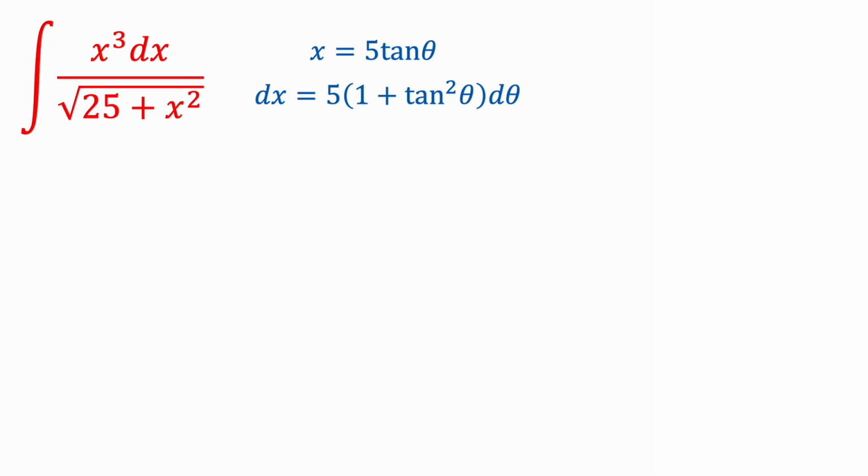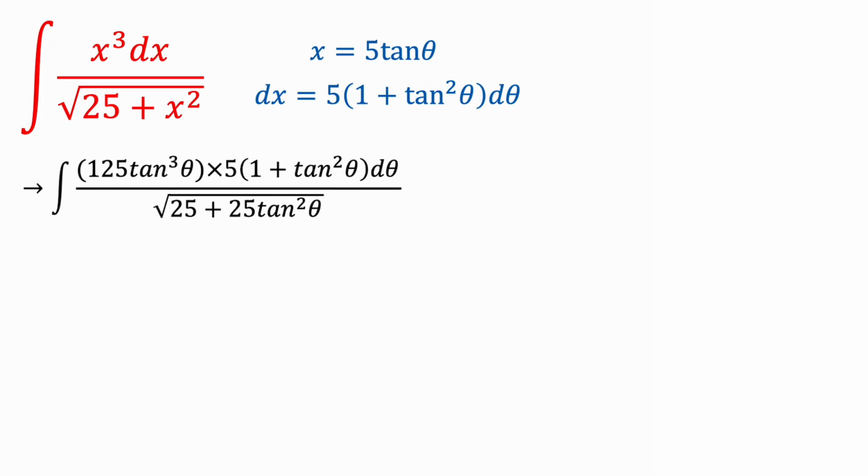Okay, let's substitute x. x cubed, with x being 5 tangent theta, is 125 tangent cubed theta. I substituted dx, 5 times (1 plus tangent squared theta) d theta. That's it for the numerator. Now let's go to the denominator. The square root of 25 plus 25 tangent squared. If you factor out 25, it becomes the square root of 25 times (1 plus tangent squared). 1 plus tangent squared is 1 over cosine squared. So 25 over cosine squared. The square root is 5 over cosine.